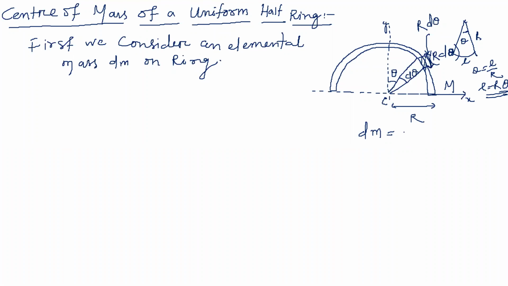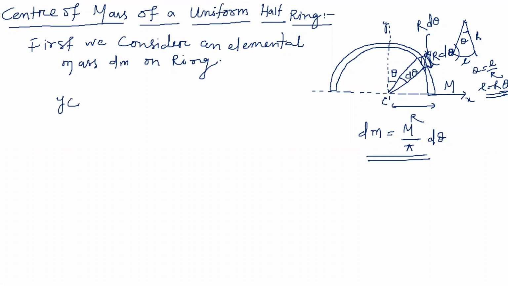Mass, total mass by total angle pi into d theta. This could be the way we find the mass of the small elemental part, that is dm is equal to m by pi d theta. Yes or no? Actually, it is symmetric about the x axis. If we cut it, there is half on this side and half on that side. So we have to find the y coordinate.